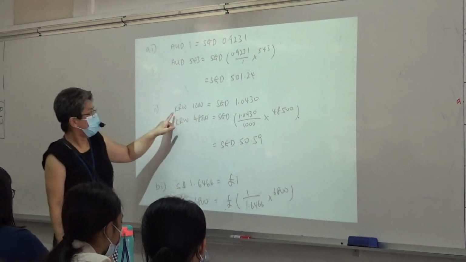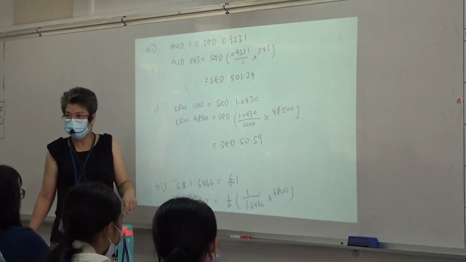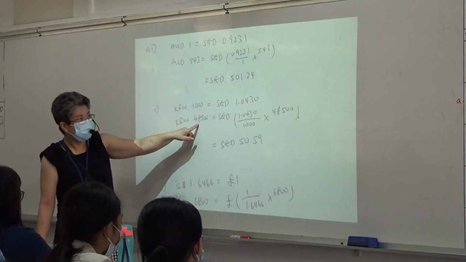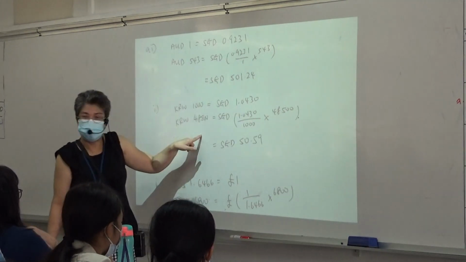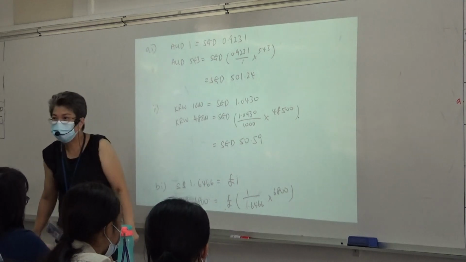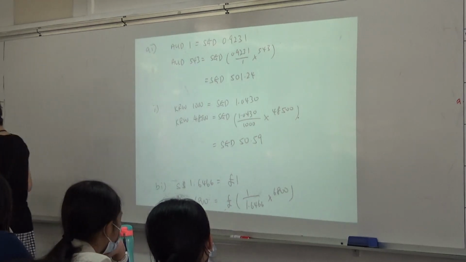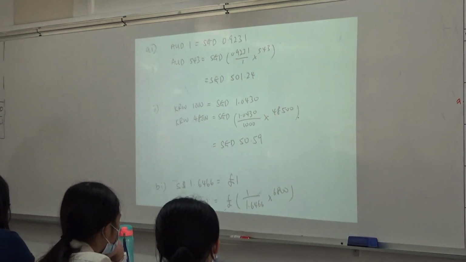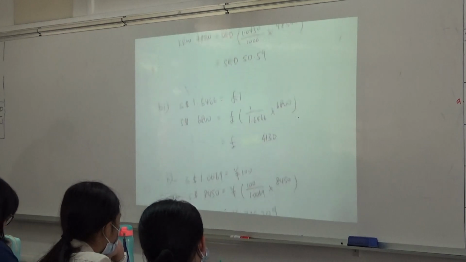Now, Korean won 1000 is SGD like that. So Korean won 48,500 will be this over this times this, correct? So I get this one. Everybody clear? Everybody clear? Okay. Now, then we look at part B, the sterling pound.